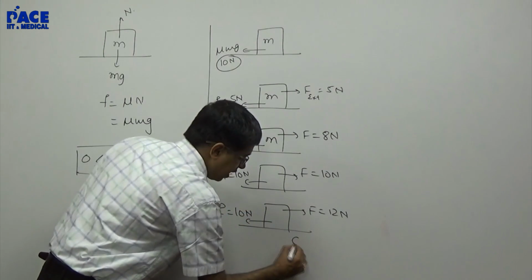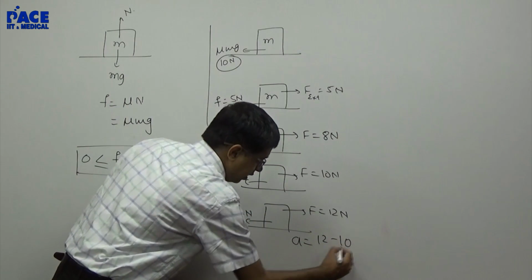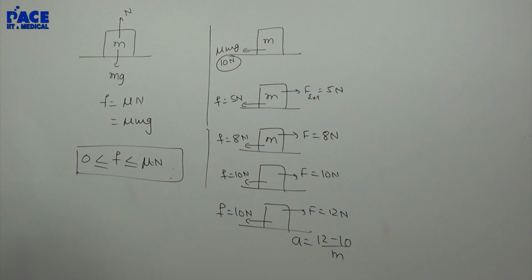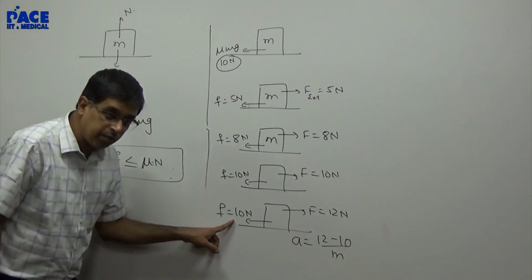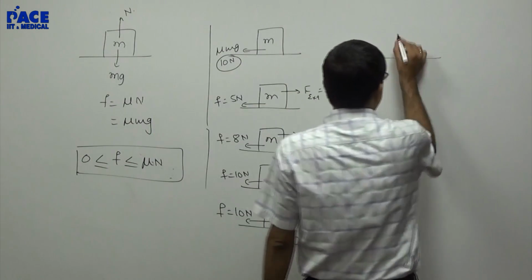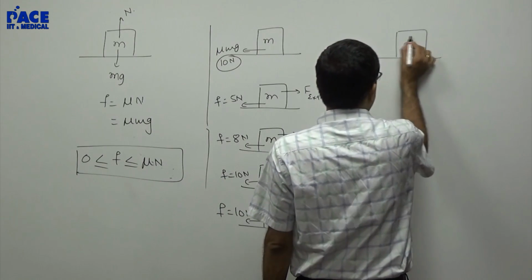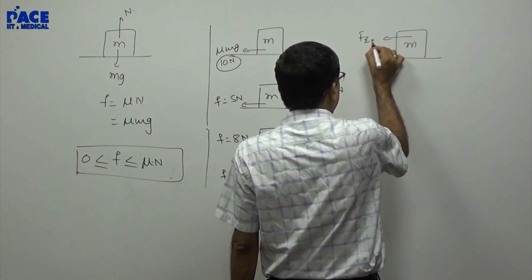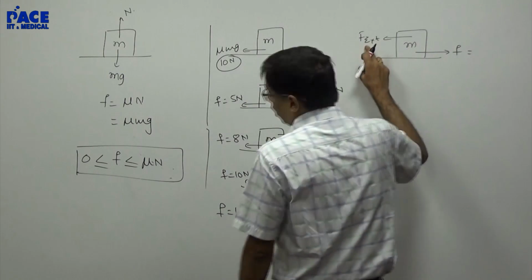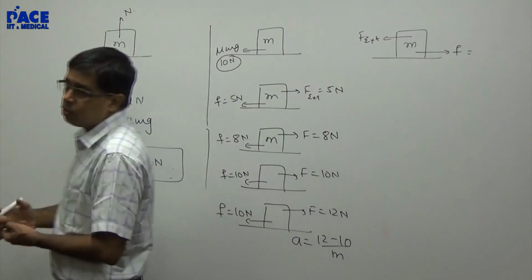Now this body is accelerating, with acceleration (12 minus 10) by m meters per second square. This is what we mean by limiting value. But if I reverse the direction of this particular force, F external, friction will act in the backward direction, equal to the external force, or equal to 10 Newton.